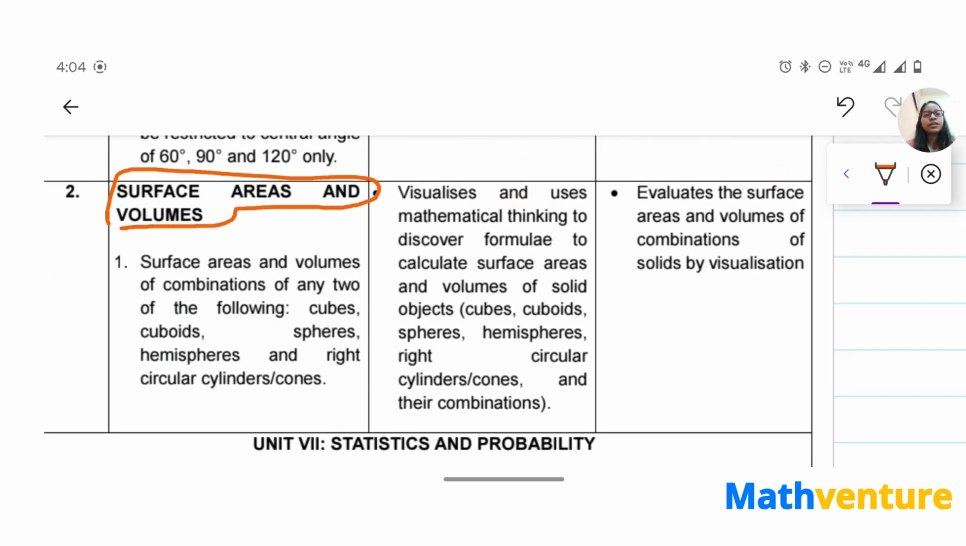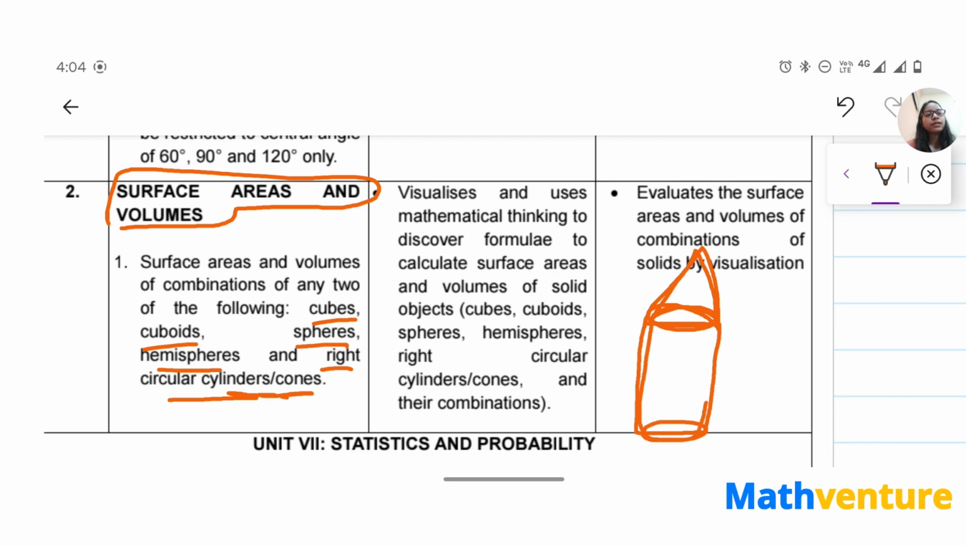In surface area and volume, as by the name, you will see cubes, cuboids, spheres, hemispheres, right circular cylinders, and cones. You have studied all these things earlier, but in this chapter you will see all these 3D objects in combination. You can see a rocket-like structure which will be in a conical shape at the top, and at bottom it will be like a cylinder. So you will get the combination of different 3D shapes.